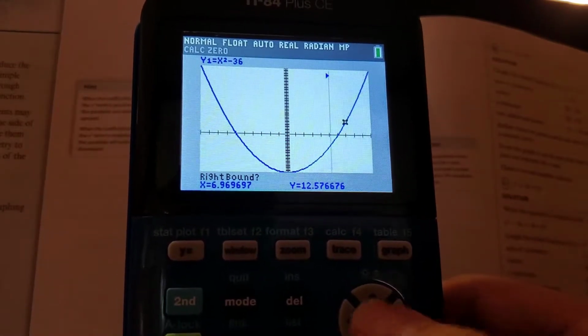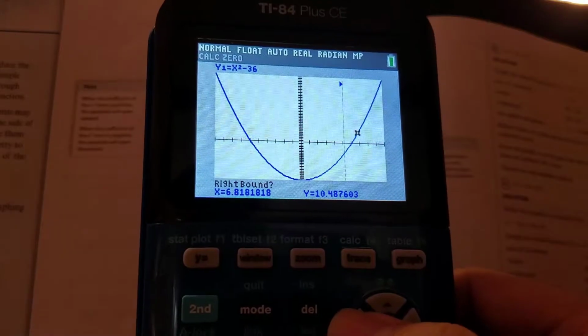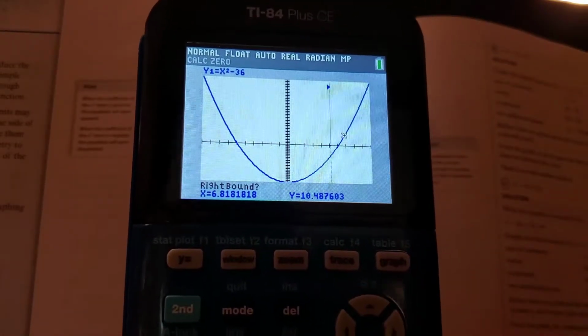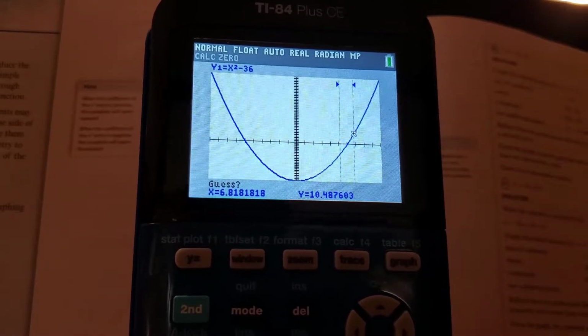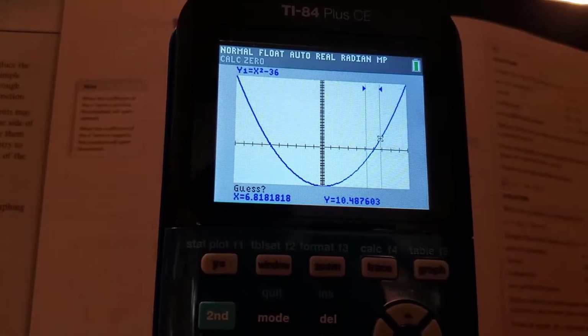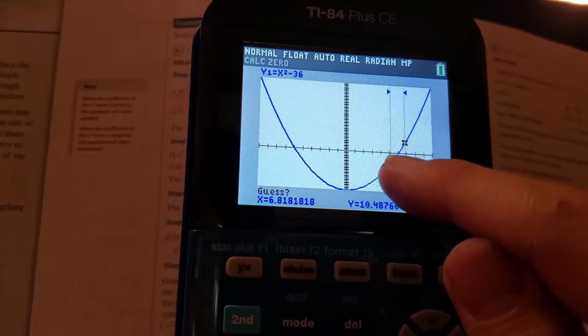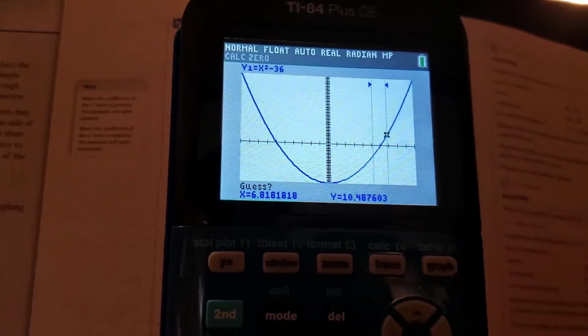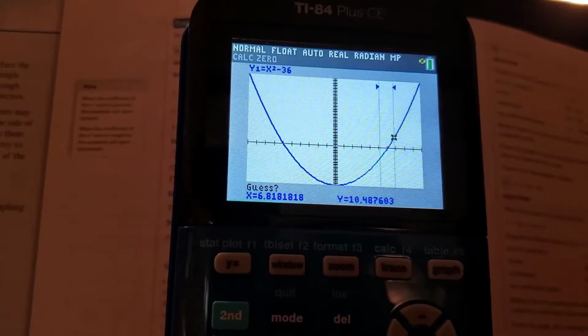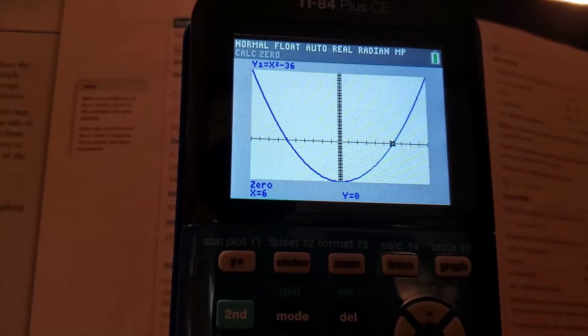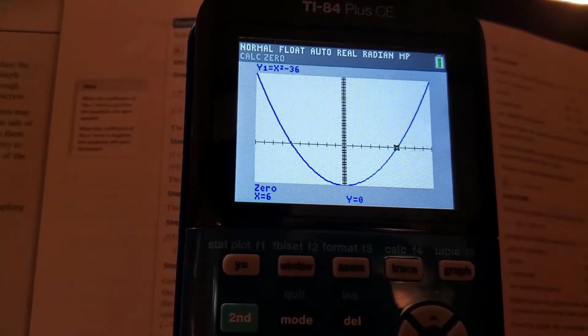And then to the right, I have to go up from the 0. Obviously, I have to go right of the 0. And then I'm going to press right here. It doesn't matter where, but it has to be to the other side of that 0 right there. And then it says guess. Yes, you press enter again, and boom, it gives you 6. So my zeros, according to the calculator, are -6 and 6.